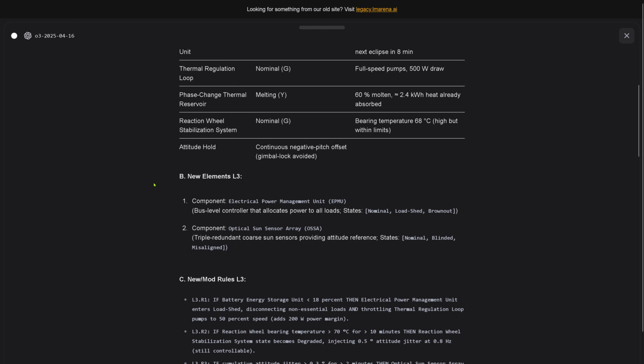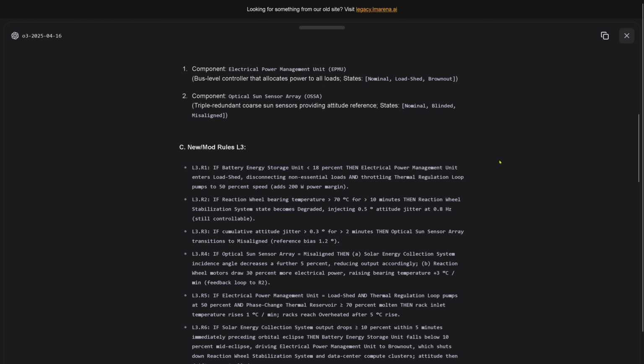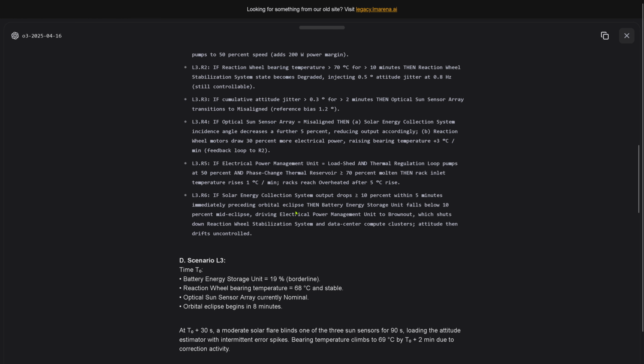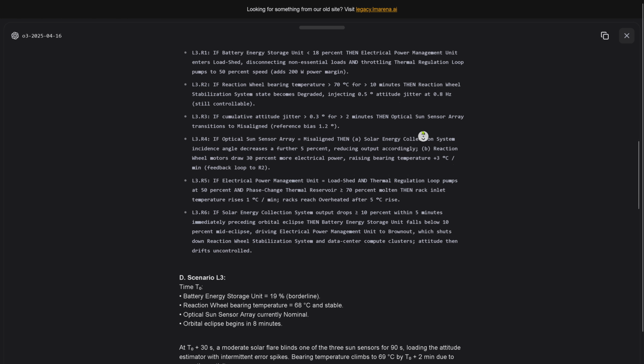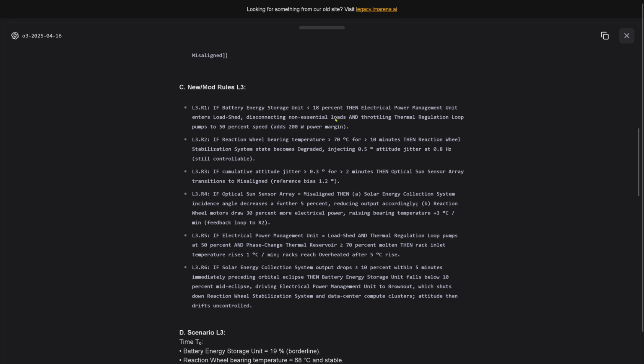And now we add new elements because we want to increase the complexity. So we add now an electrical power management unit, a bus level controller that allocates power to all loads. And we have an optical sun sensor array, a triple redundant core sun sensor providing attitude reference. Interesting. And we have new rules. And we have only 6 new rules. Hey, come on. It's going to be trivial, but okay.